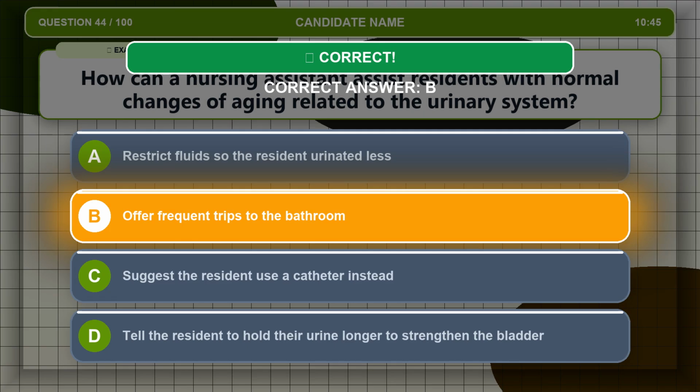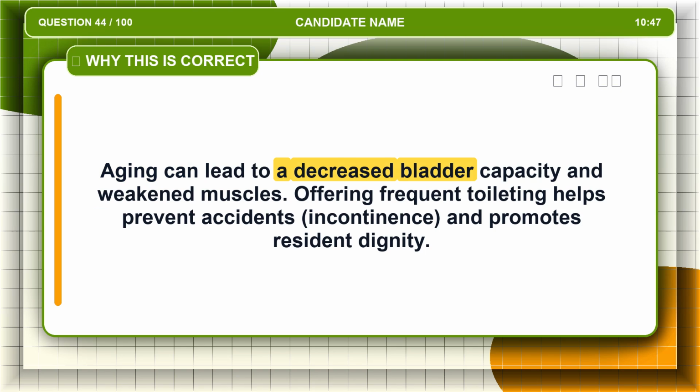The correct answer is option B. Offer frequent trips to the bathroom. Aging can lead to a decreased bladder capacity and weakened muscles. Offering frequent toileting helps prevent accidents, incontinence, and promotes resident dignity.